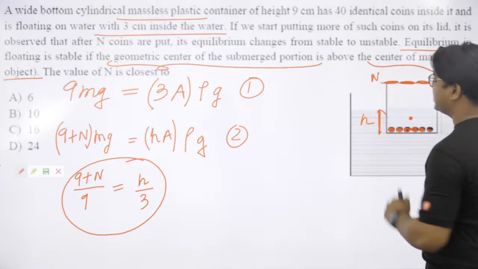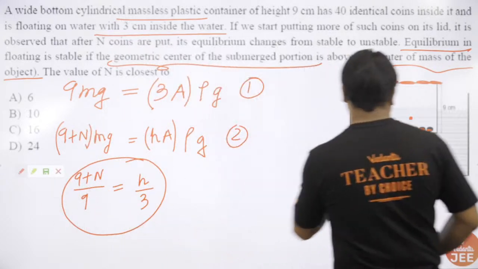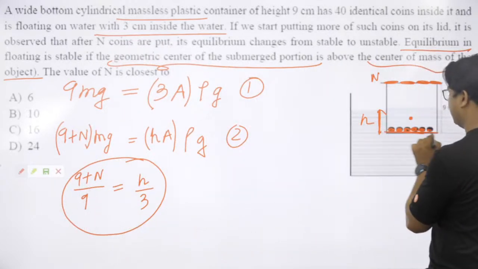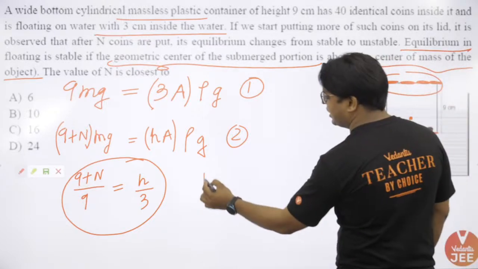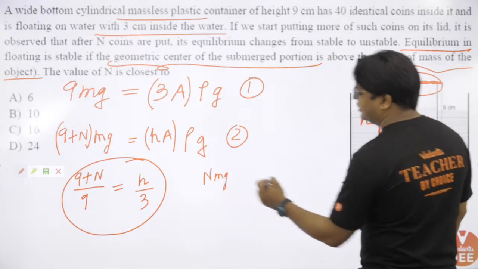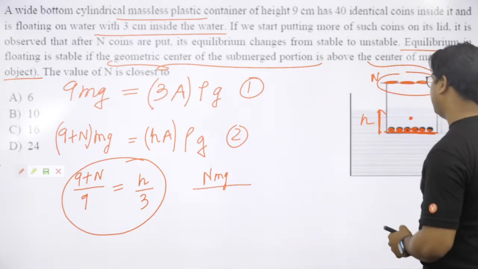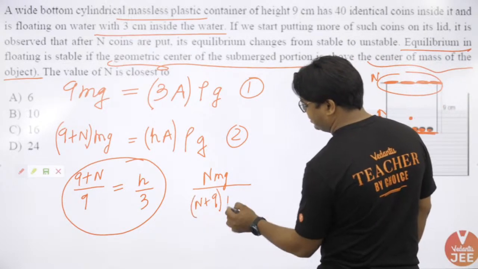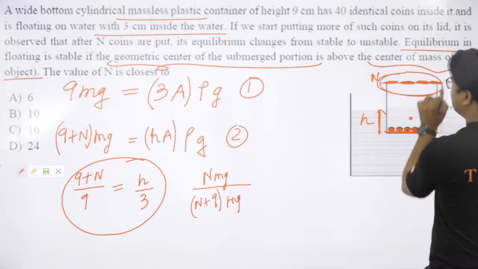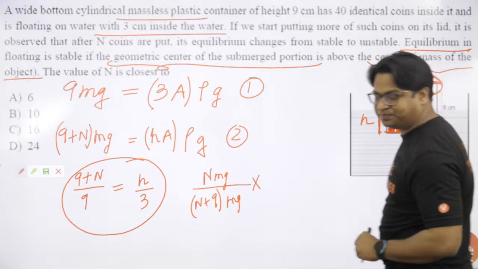The center of mass of these 9 plus n coins, we will measure the distance of the center of mass from this line only. So this mass is how much? It is n into mg. So this mass divided by total mass. Total mass is (9 plus n) mg. All right, this mass divided by total mass into the separation between the two.